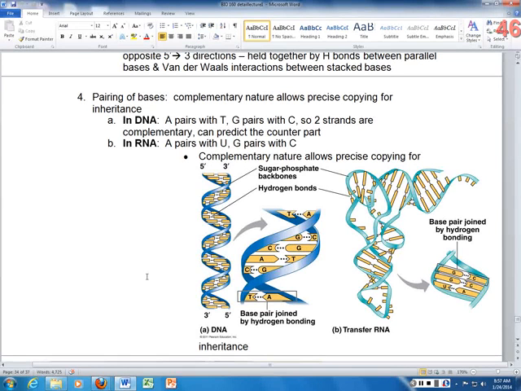In RNA, A is going to pair with U. So you have uracil instead of thymine in RNA. Adenine, A. And rarely would you ever have to write out the full name of a base. We always just abbreviate them using A, U, G, C, and T.